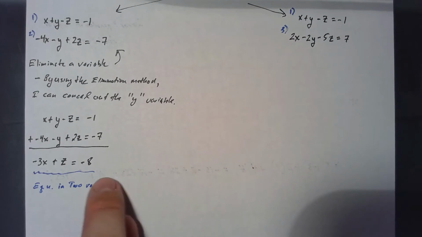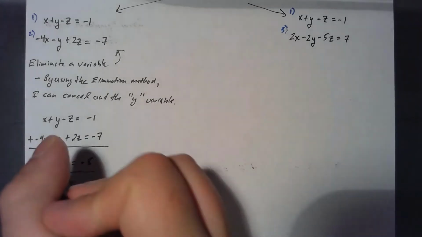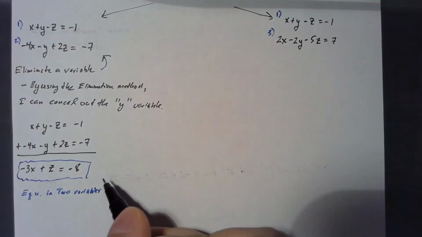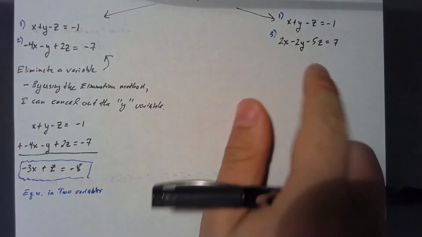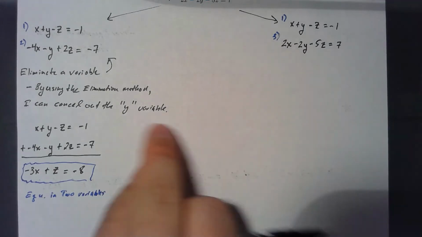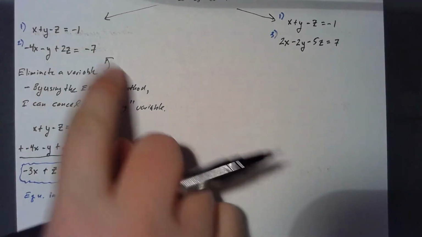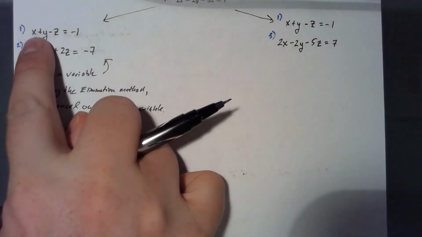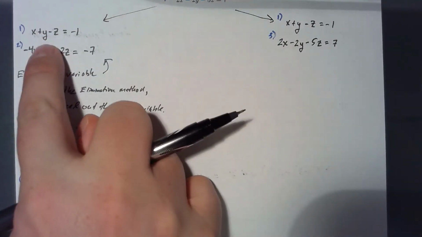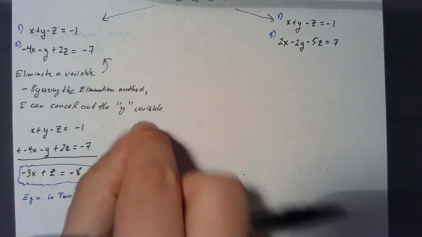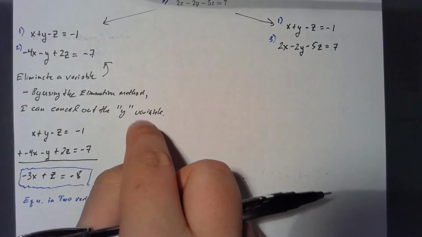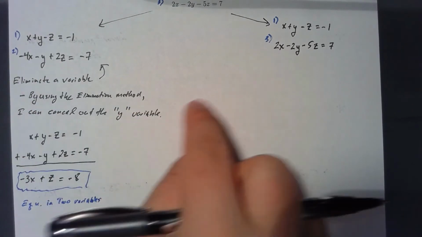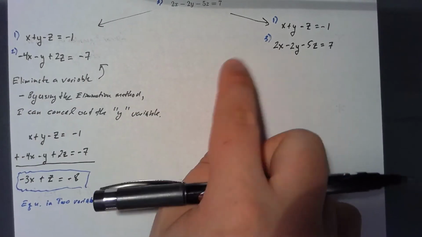Alright, so I'm going to hold off on that equation. And now I'm going to go to this one. Now, which variable did I cancel out here? I chose to cancel out y. Now, you could cancel out x or z. That's up to you. It's just that y was already set up to cancel out. That's why I picked it. But here's the thing. Since I canceled out y in this one, I have to cancel out y in this one. I have no choice.